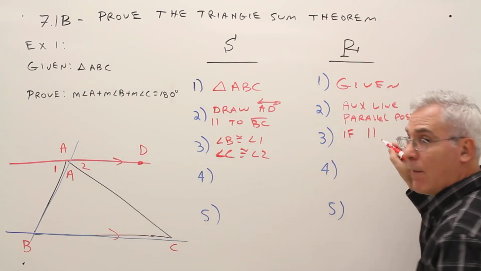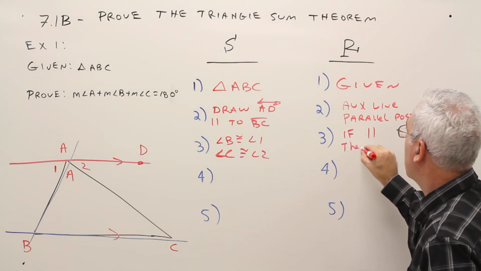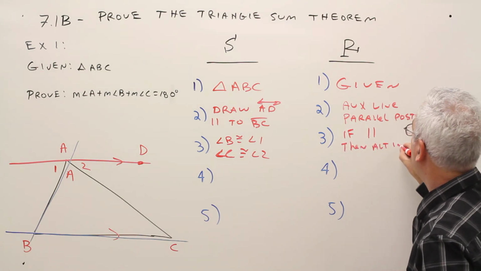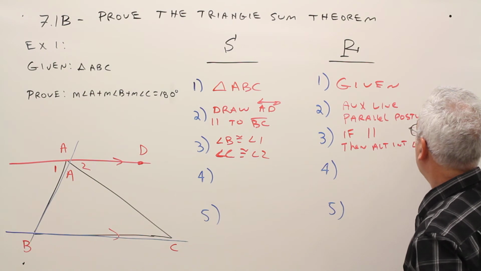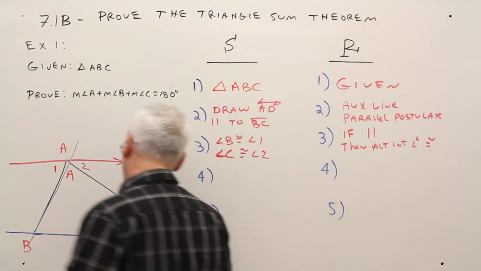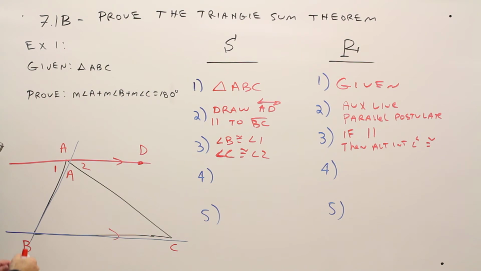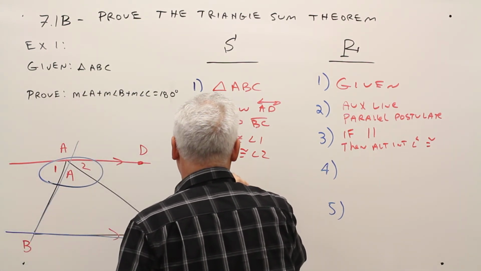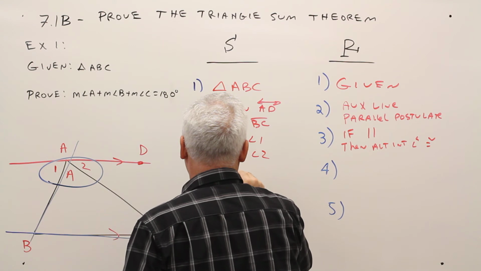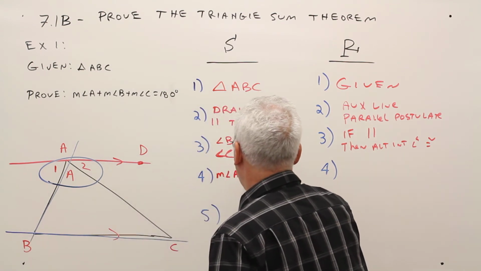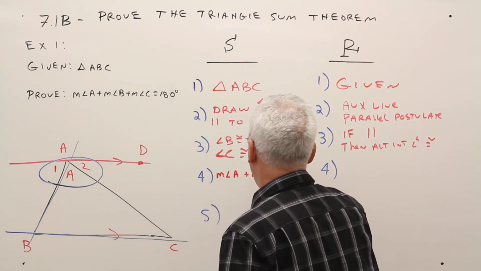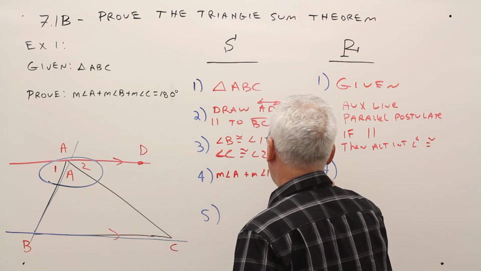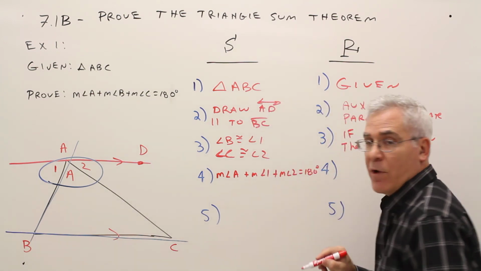If parallel lines, then alternate interior angles congruent. Okay, now I know that those three angles sum 180 degrees because they form a line. So I'll say the measure of angle A plus the measure of angle 1 plus the measure of angle 2 equals 180 degrees.